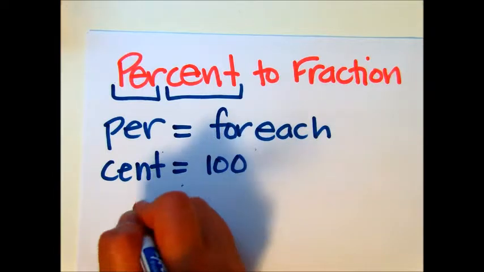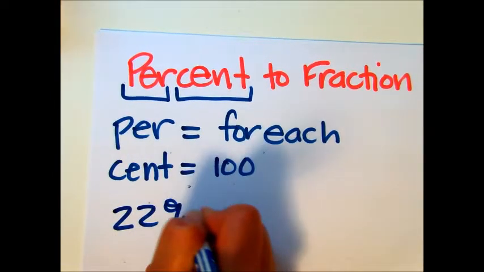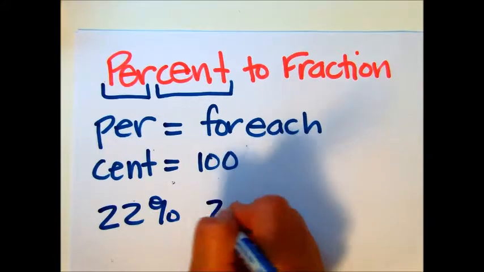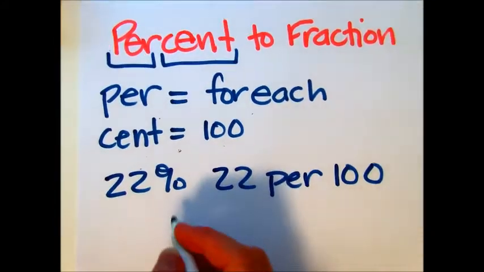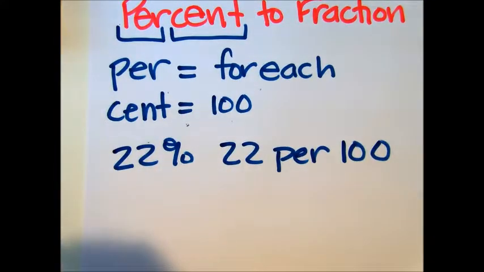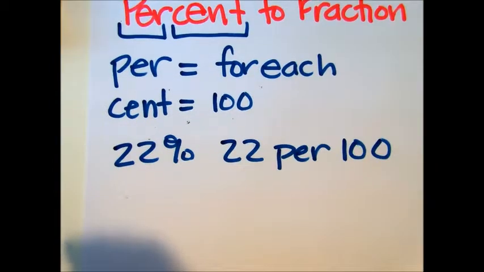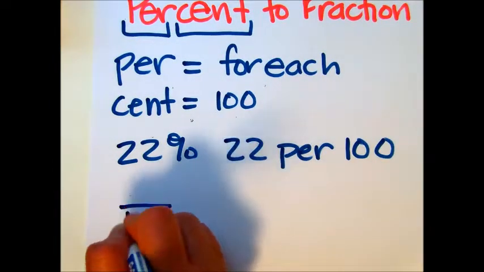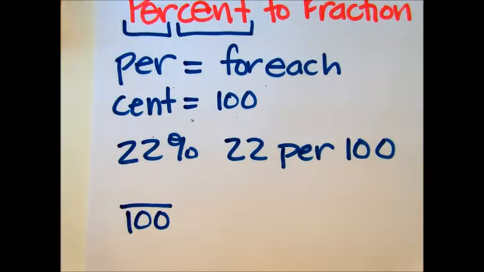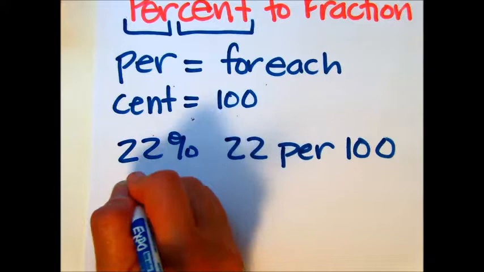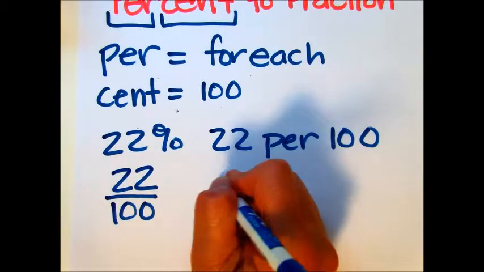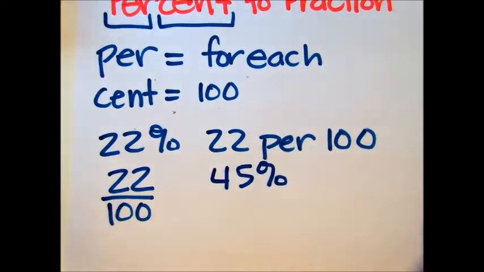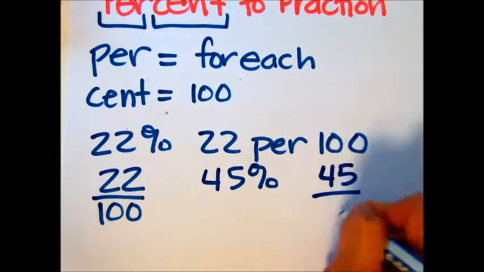So if we have 22%, think of it as 22 per 100. Now we can write percents very easily into fractions. And the reason it's easy is because the denominator is always going to be 100. So 22% can be written as a fraction as 22 over 100, or 22 hundredths. Another one, 45%, that's going to give us 45 over 100.